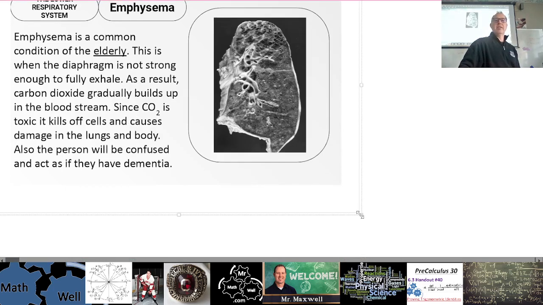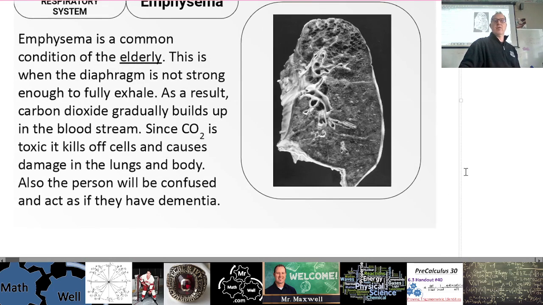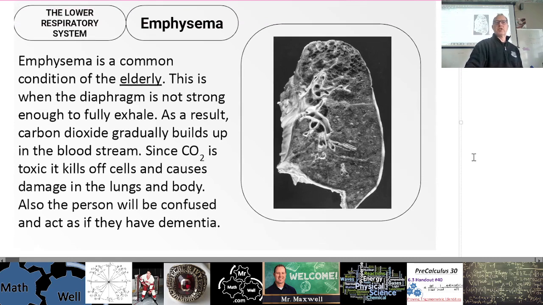All right, emphysema. You heard of emphysema before? It's a common condition in the elderly. This is when the diaphragm is not strong enough to fully exhale. As a result, carbon dioxide gradually builds up in the bloodstream. Since carbon dioxide is toxic, it kills off cells and causes damage in the lungs and body. Also, the person will be confused and act as if they have dementia at times. So if your diaphragm is not strong enough to exhale, then there's just a buildup of CO2.